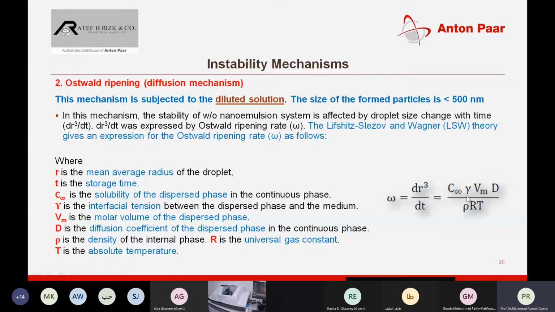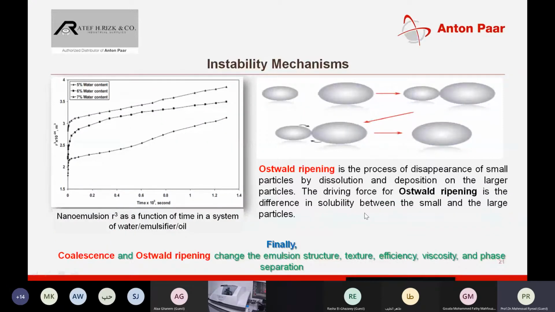Also, Ostwald ripening is the process of disappearance of small particles by dissolution and deposition on the large particles. The driving force for Ostwald ripening is the difference in solubility between the small and the large particles. Finally, coalescence and Ostwald ripening change the emulsion structure, texture, efficiency, viscosity, and phase separation.